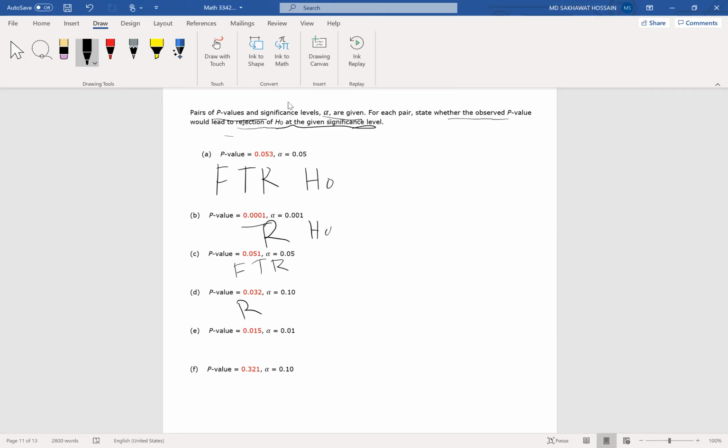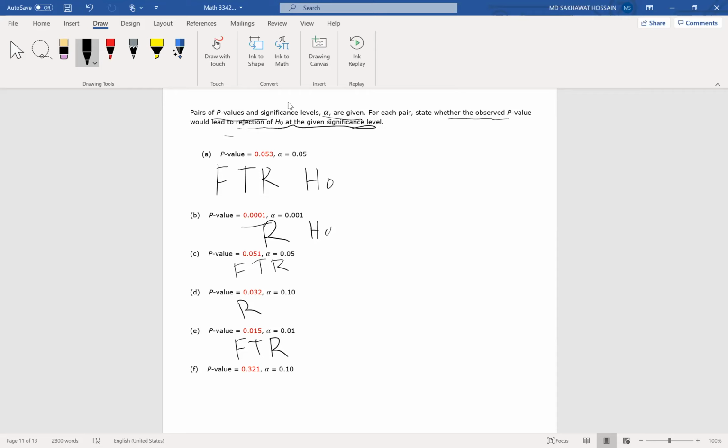Should I reject or fail to reject? Yes, this is FTR. Why do you feel to reject? Because 0.015, right? P-value is greater than alpha, right? Yeah, so we fail to reject. So how about part F?